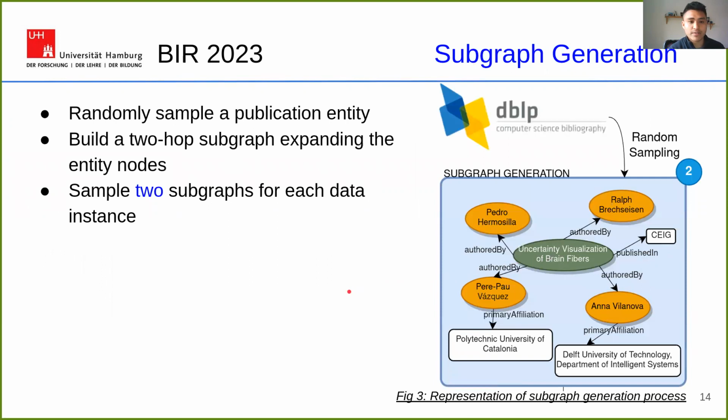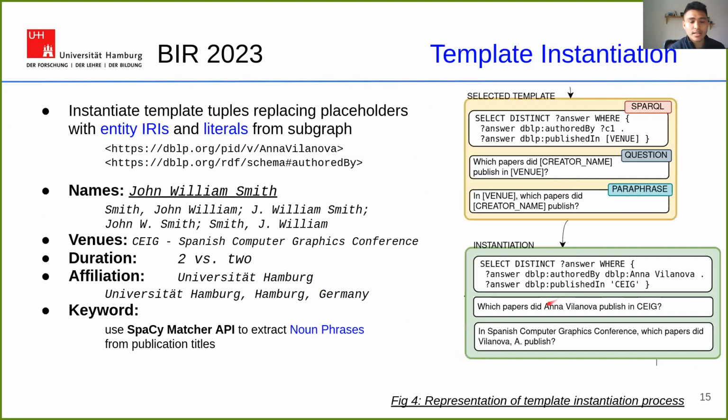Next, now that we have the templates, the next part of the data generation process is the subgraph generation. So here we randomly sample a publication entity, and then we expand the corresponding entity nodes to form a two-hop subgraph as shown in the figure here. And for each data instance, we sample two subgraphs. Now that we have the subgraph and we sample a template from the set of template tuples, now we instantiate the templates to form the data instance.